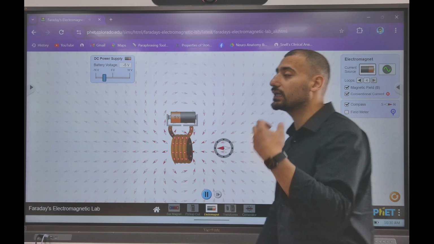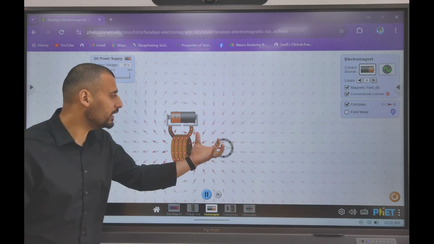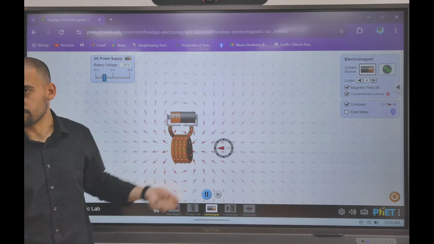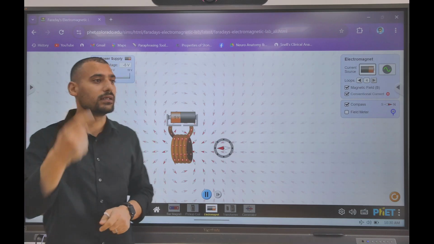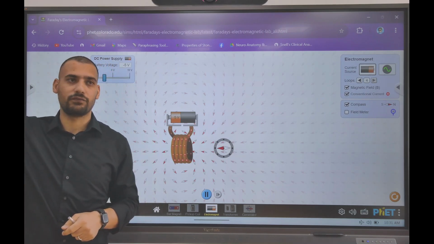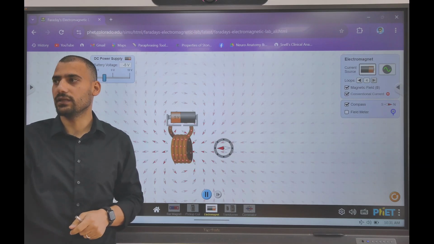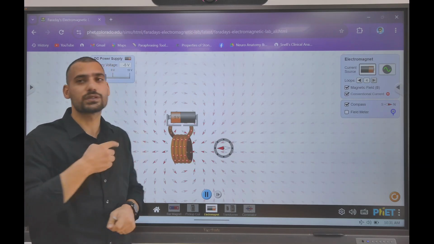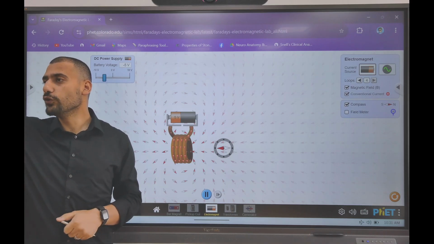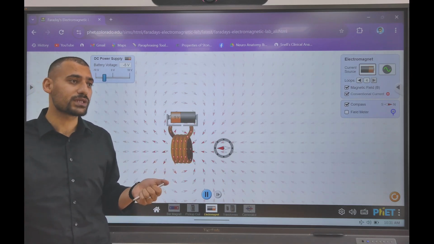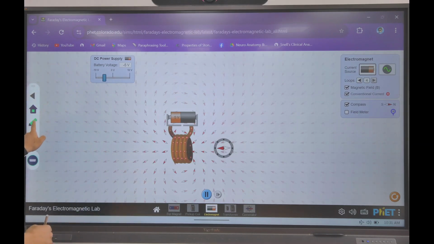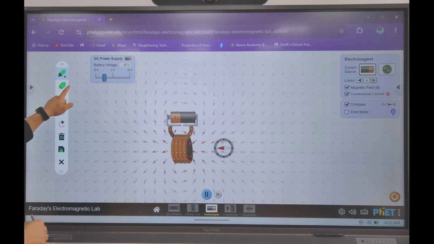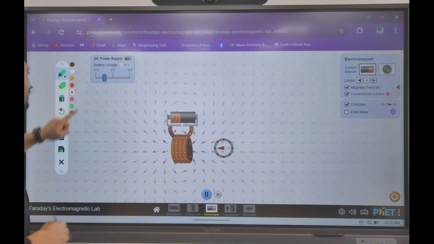So can I say that the magnetic field which is getting generated in this system depends on 2 things. 1, the current. More current, more magnetic field, isn't it? Second, very important thing, the number of loops. More number of loops, more magnetic field. Less number of loops, less magnetic field, isn't it? Therefore, remember the equation for electromagnets.